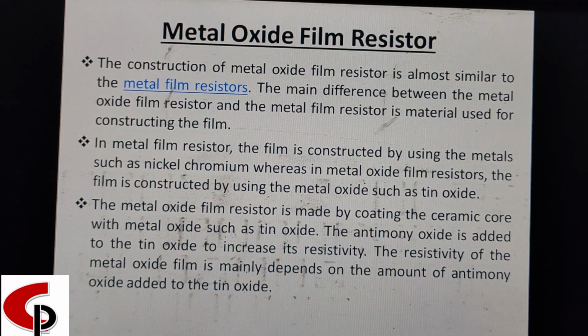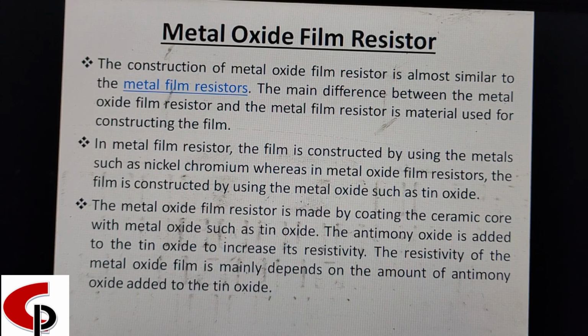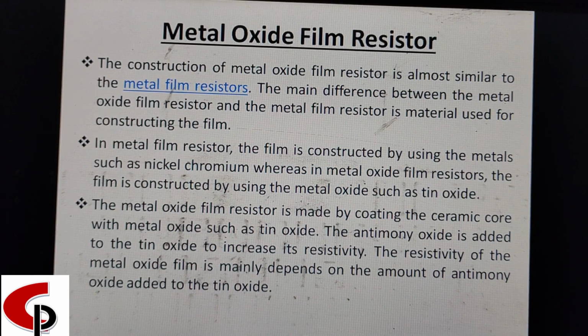Then come to the metal oxide film resistor. The construction of the metal oxide film resistor is almost similar to the metal film resistor. The main difference between the metal oxide film resistor and the metal film resistor is the material used for constructing the film. That is, in a metal film resistor, the film is constructed using a metal such as nickel chromium, whereas in a metal oxide film resistor, the film is constructed using a metal oxide such as tin oxide. The metal oxide film resistor is made by coating the ceramic core with a metal oxide such as tin oxide.